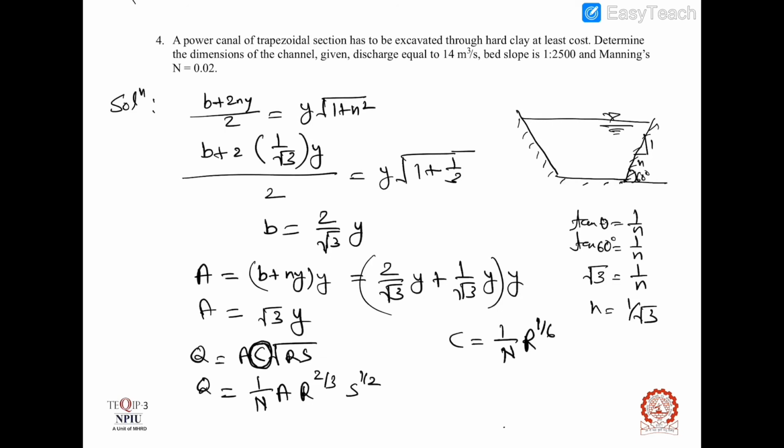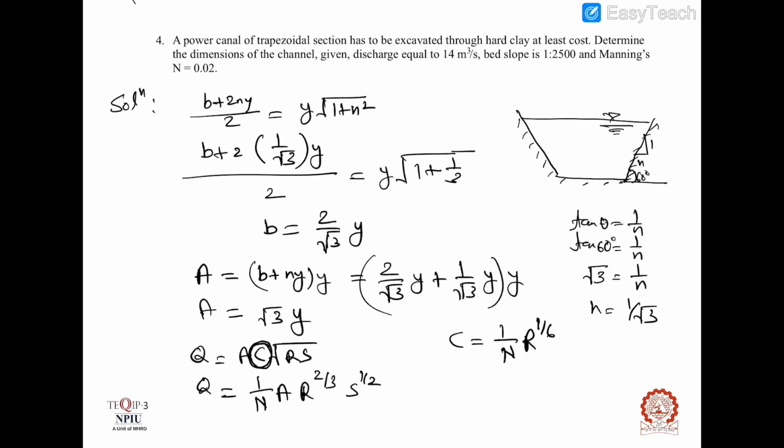Now here what we have to do, we have to put all the values that are given and find the depth of flow. Only unknown will be depth of flow after substituting all these parameters in this equation. Q is equal to 1 by n A R to the power 2 by 3 S to the power 1 by 2. What is discharge given here? That is 14 meter cube per second. Manning's constant is 0.02. Area of flow is root 3 y square.